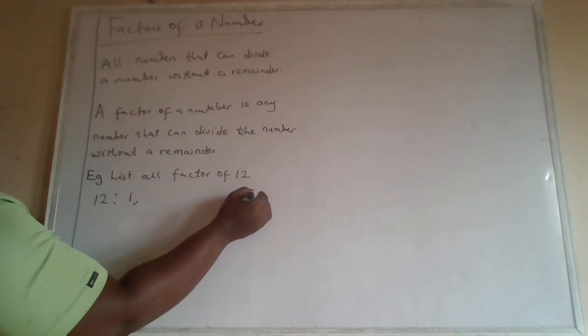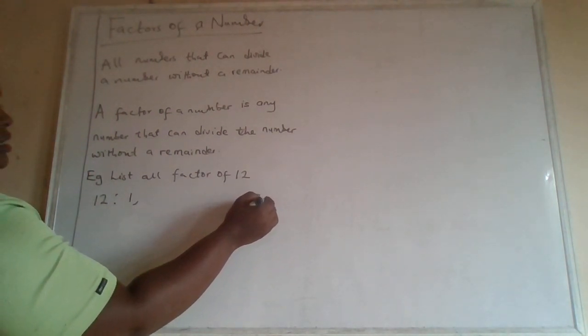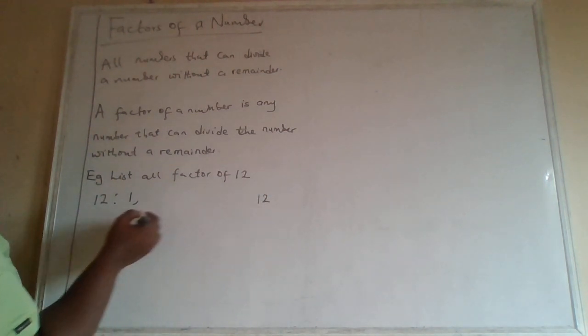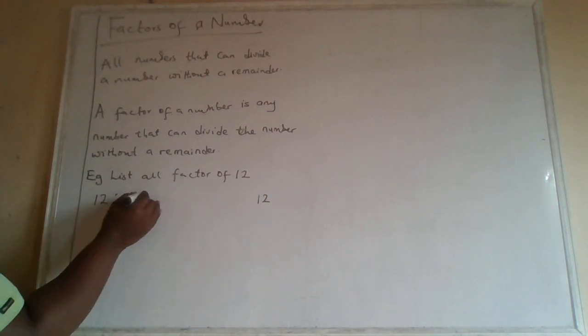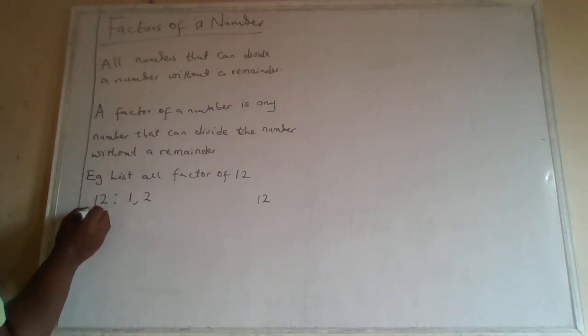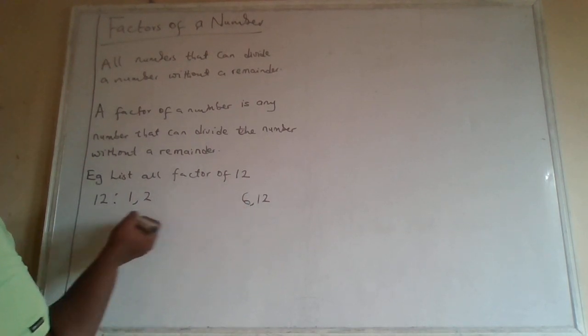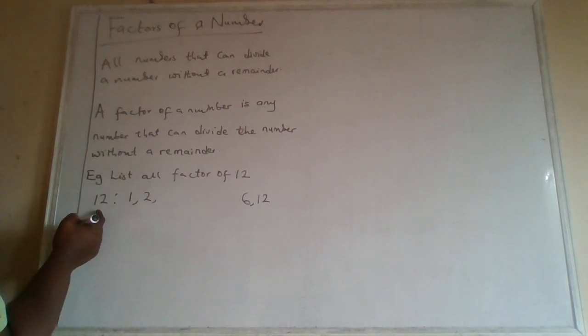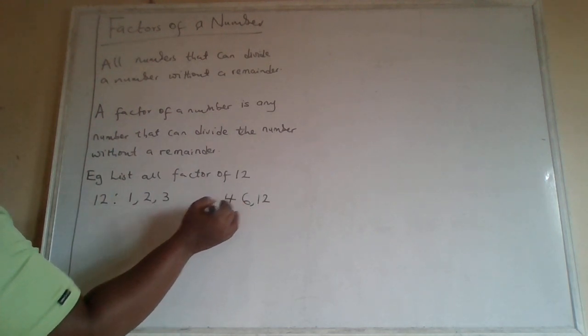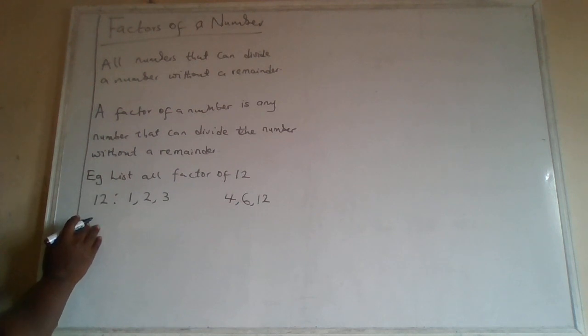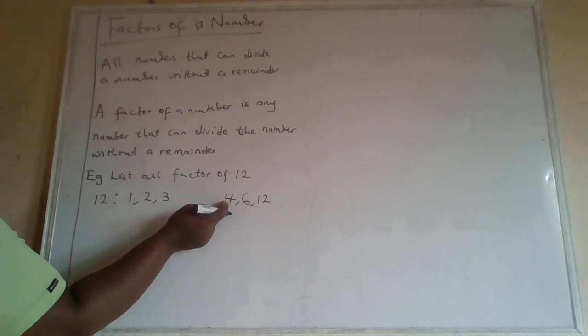So you can write the answer that you get when you divide. Next, 2 can divide 12 without a remainder, and when 2 divides 12, we have 6. What again can divide 12? We have 3 can divide 12 without a remainder, and after that, when it divides, we'll have 4. The next number that can divide 12 without a remainder is 4, which we have already written.